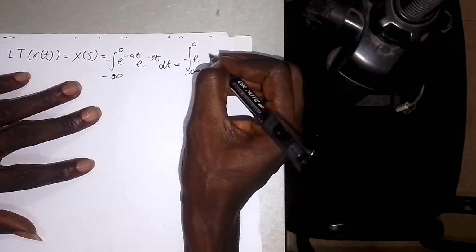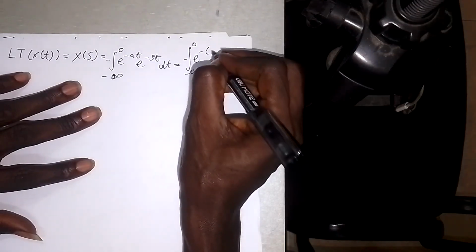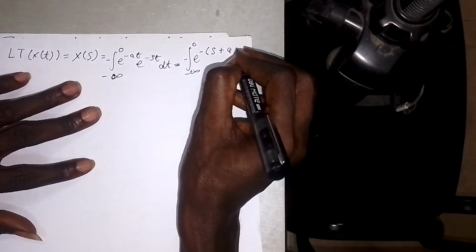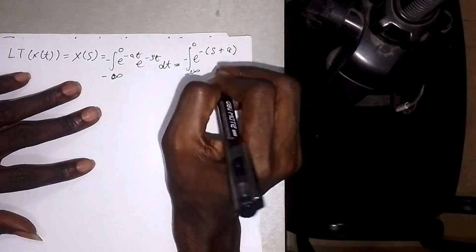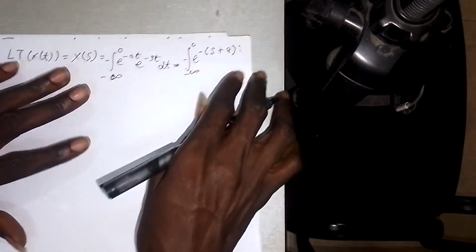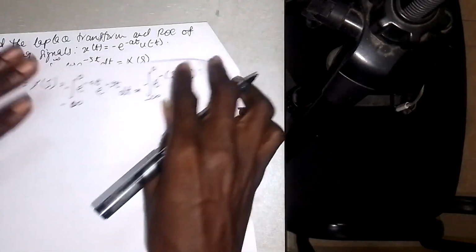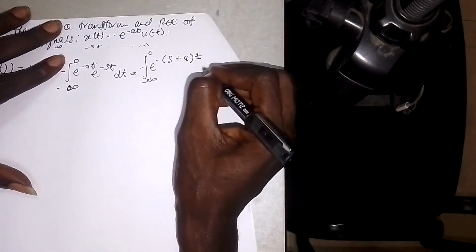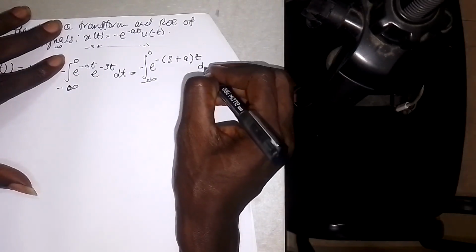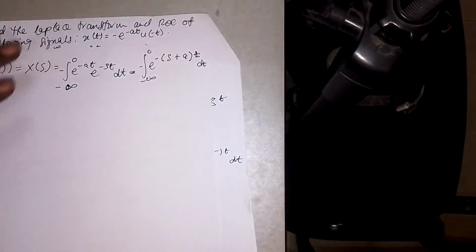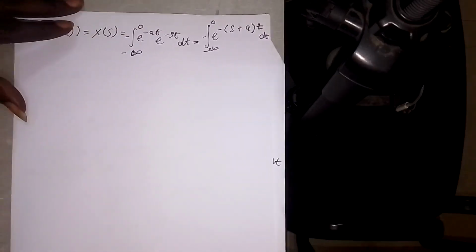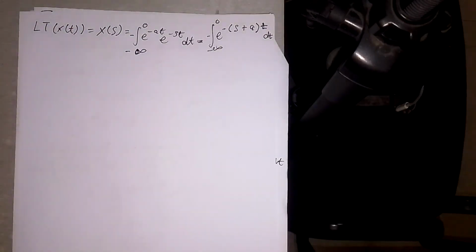Of e exponent minus, and here I can have s plus a, s plus a. And then what we have here is t, dt. Okay, so this is what we have right now.